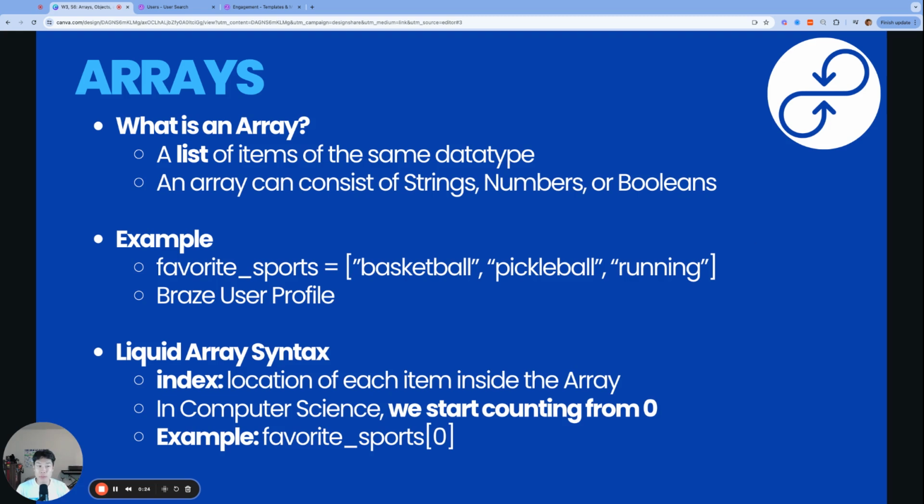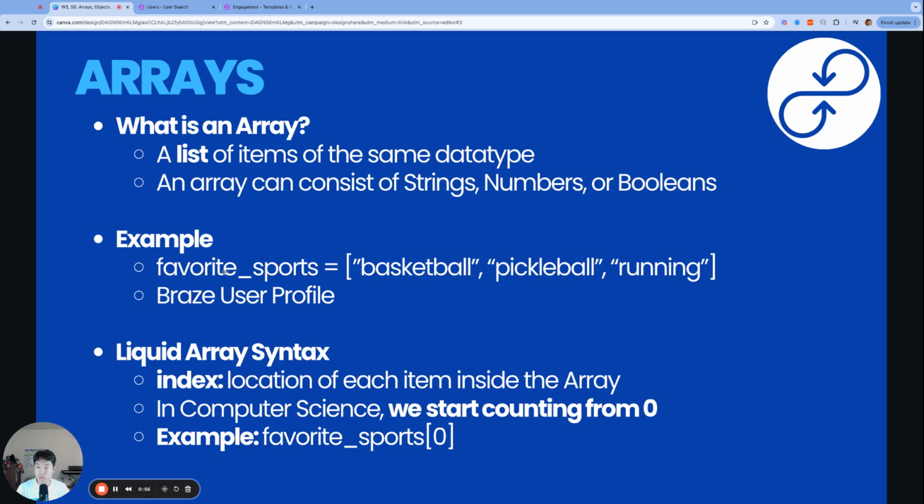So very simply put, an array is just a list. It's a list of items of the same data type. So we can have an array that represents a list of things about the user, but whatever that thing is, the first item is a string, then all the rest of the items also have to be a string. So referring back to the basic Braze data types we discussed previously, we can have an array of strings, numbers, or booleans.